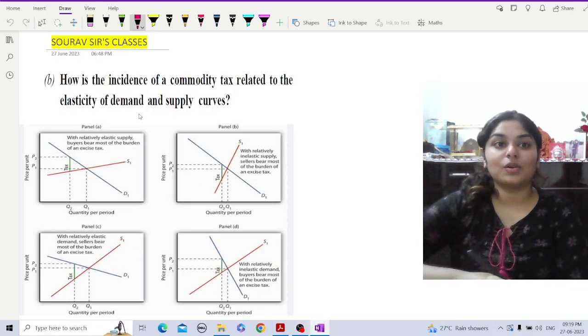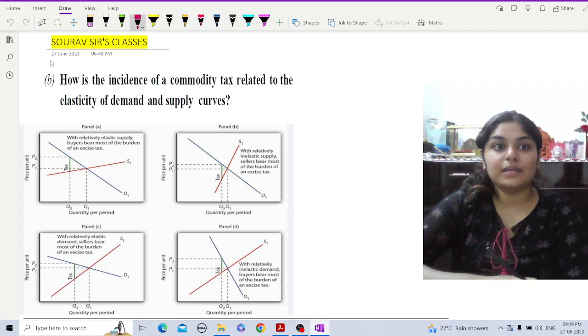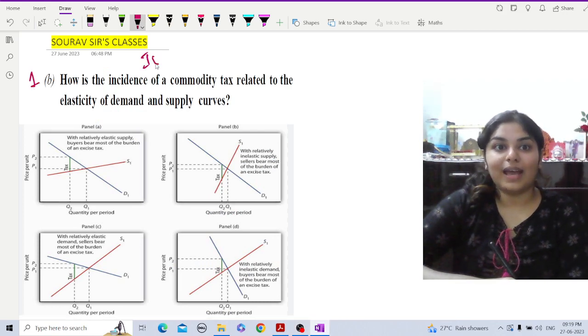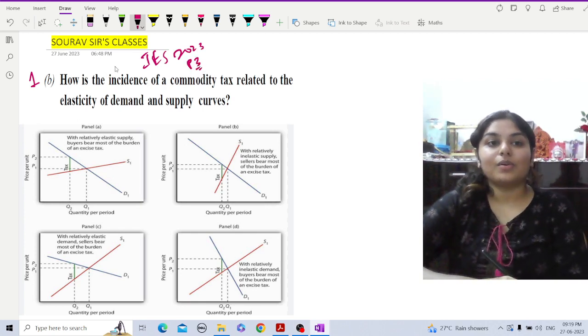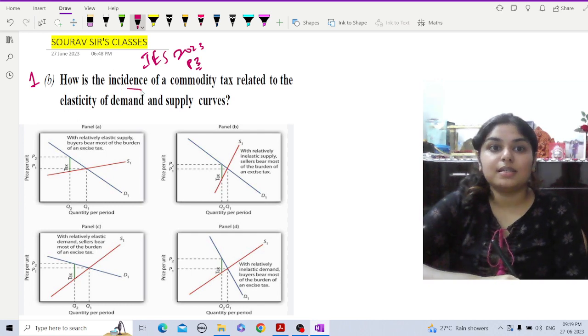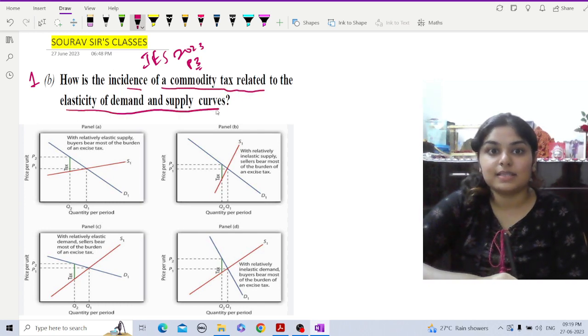Let us discuss question number 1b from IES 2023 Economics Paper 3. The question in front of you reads, how is the incidence of a commodity tax related to the elasticity of demand and supply curve?